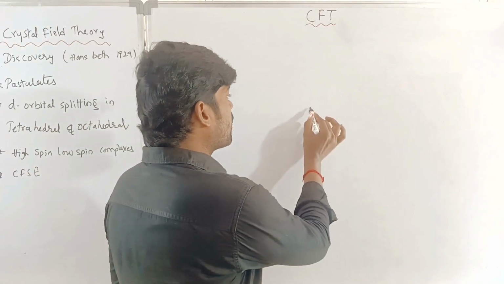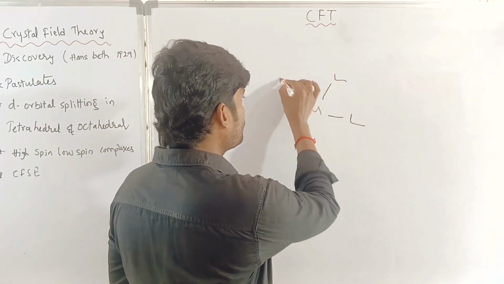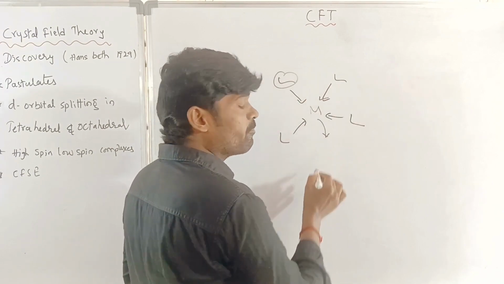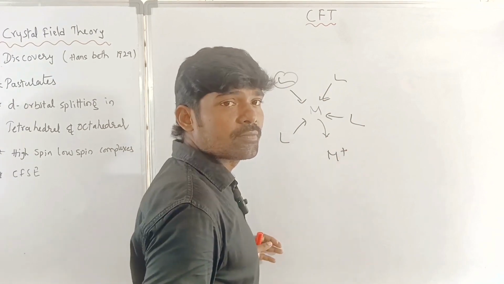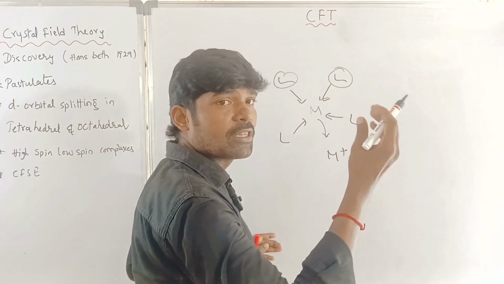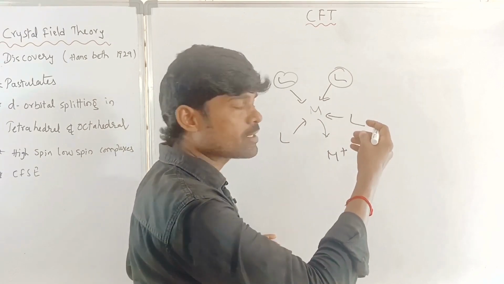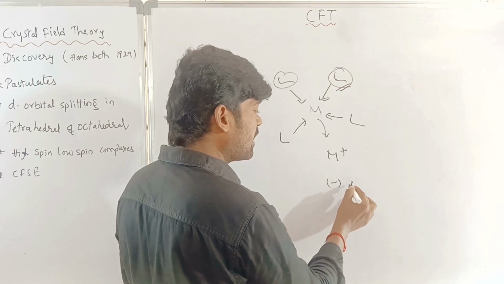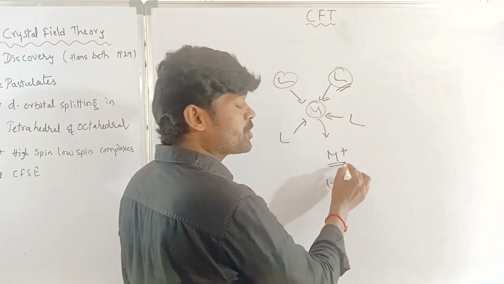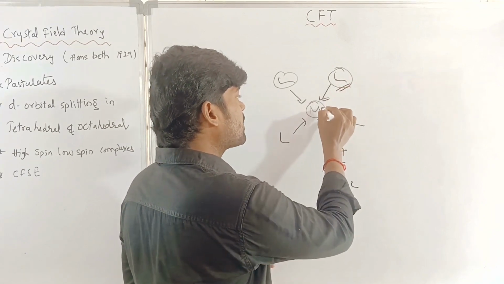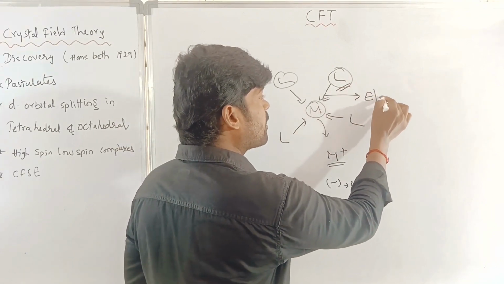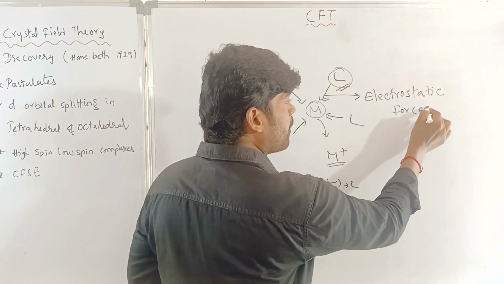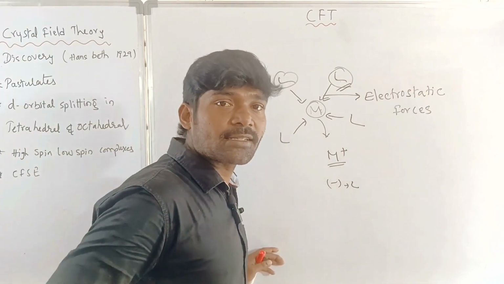When ligands are approaching the central metal atom, the central metal atom becomes a positive ion, and the ligands come with electron pairs, so they are called ligands. When the ligands approach the central metal atom, ligands behave as negative charge. Ligands are negative charge, central metal atom is positive charge. So between the ligands and the central metal atom, there are electrostatic attractions, electrostatic forces, electrostatic interactions.